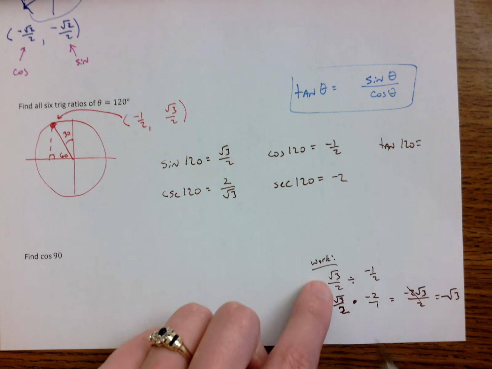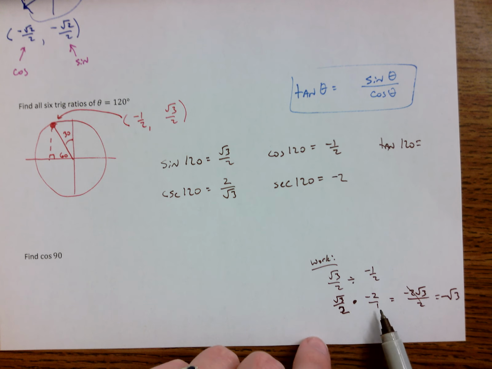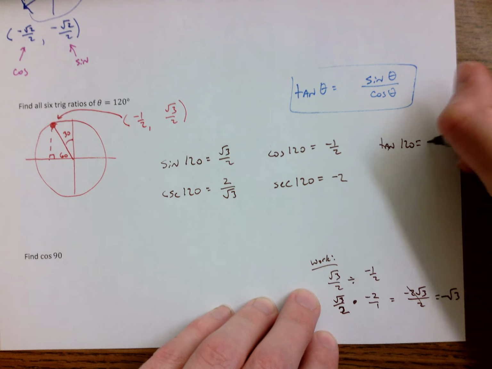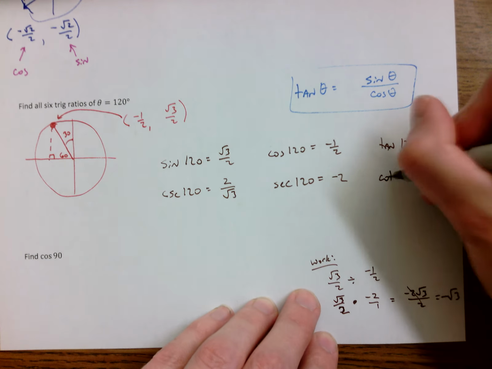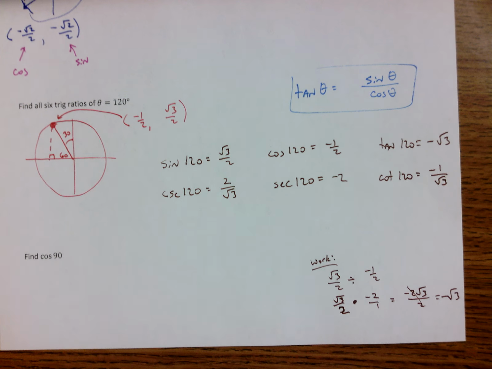So I took the sine, divided it by the cosine. To divide fractions, you change to multiplication and flip the second one. So my tangent is going to be negative root 3. And my cotangent is going to be the flip of that, so it'll be negative 1 over root 3. You could also rationalize that to negative root 3 over 3. I would take either. Okay, so there's my 6 trig ratios.